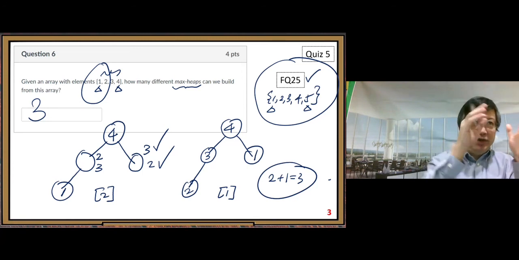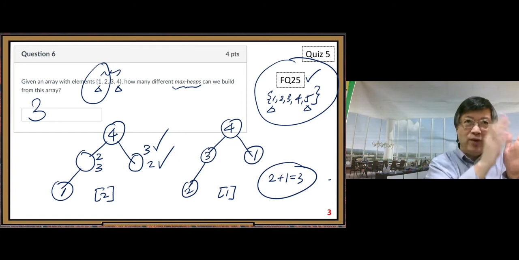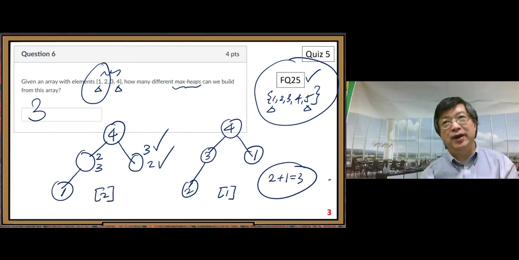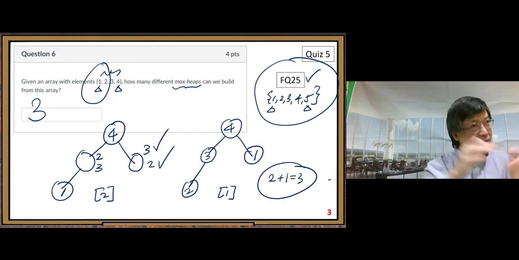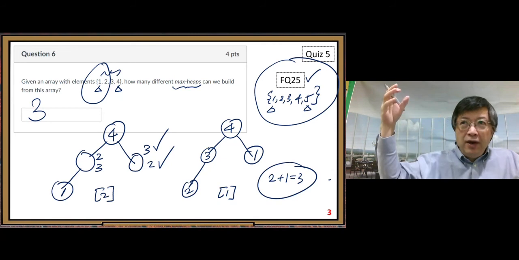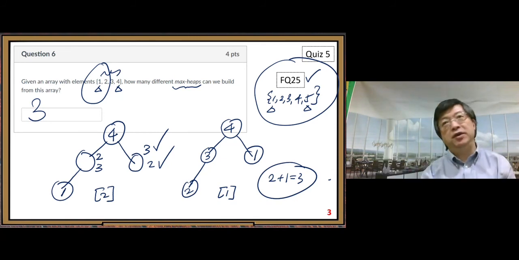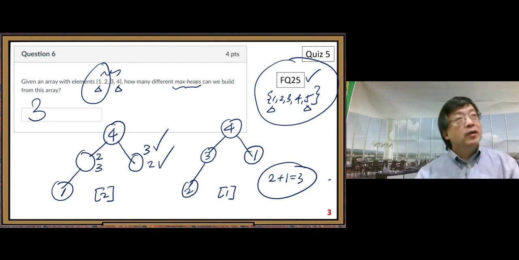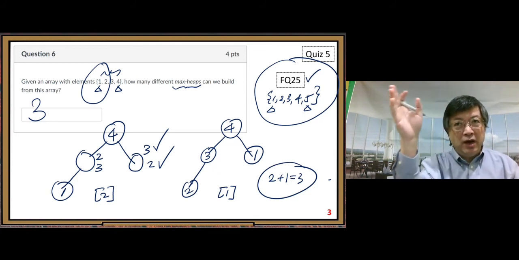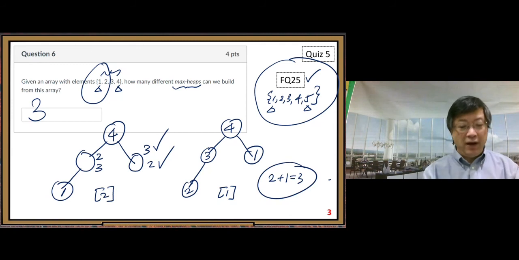So for each case, you can get a number, 1, 2, 3, some number. You do that for each case, and at the end, add those possible numbers together. So you get a final answer. That's question 6, targeting the final exam question, the last one, number 25.